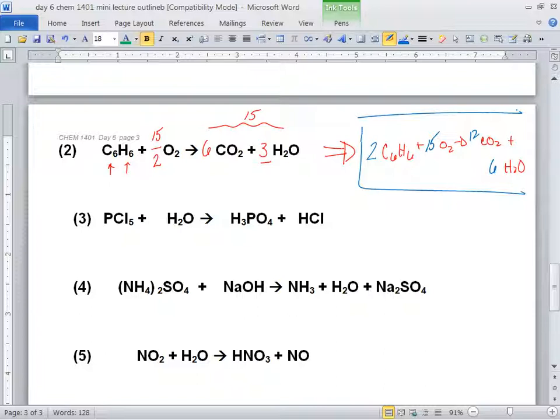The stoichiometric coefficient has to be a 15 in front of the O2 chemical formula. But 15 times 2 is 30. So there's 30 oxygens on this side, and then count on the product side. Here I have 24 oxygens, and here I have 6 oxygens. So 24 and 6 is 30. So it works.